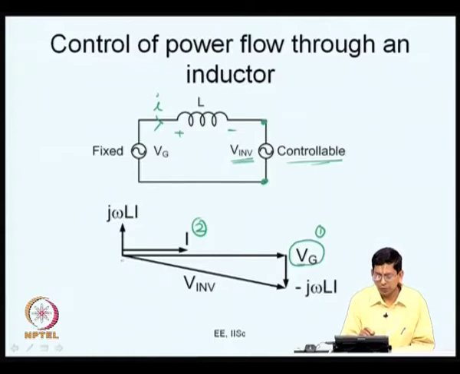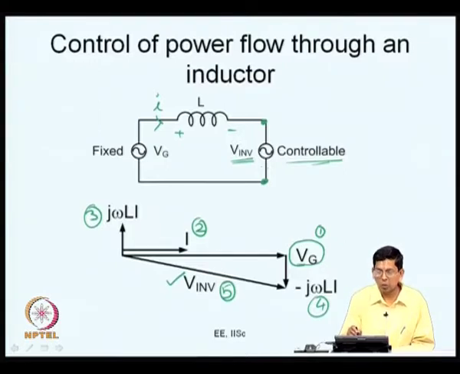What we do now is, you subtract this j omega Li from Vg to get your inverter voltage. So, this is your third phasor, and you subtract that, this is your fourth phasor in the diagram, and finally you get your V inverter. So, if you apply this V inverter as shown here on this side, you will be able to control the power flow through the inductor. You will be able to draw a current I of the desired amplitude and desired phase, incidentally at unity power factor, which is the same phase as the grid voltage here. That is the philosophy now.